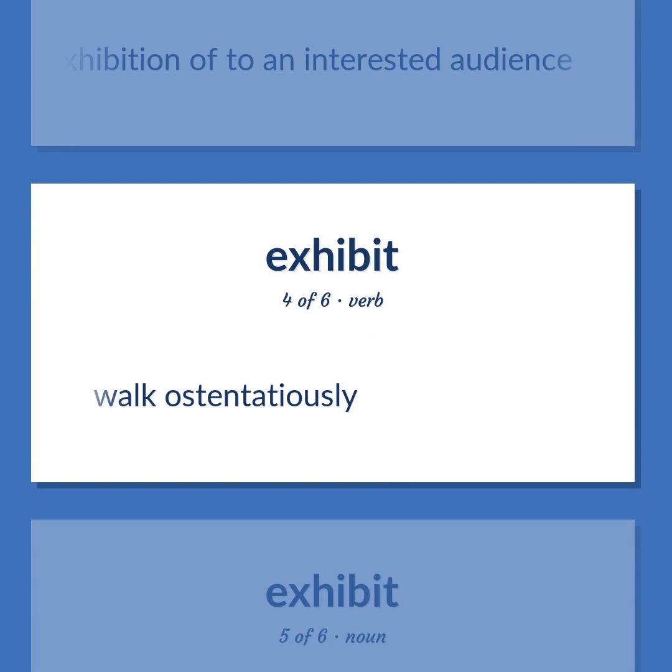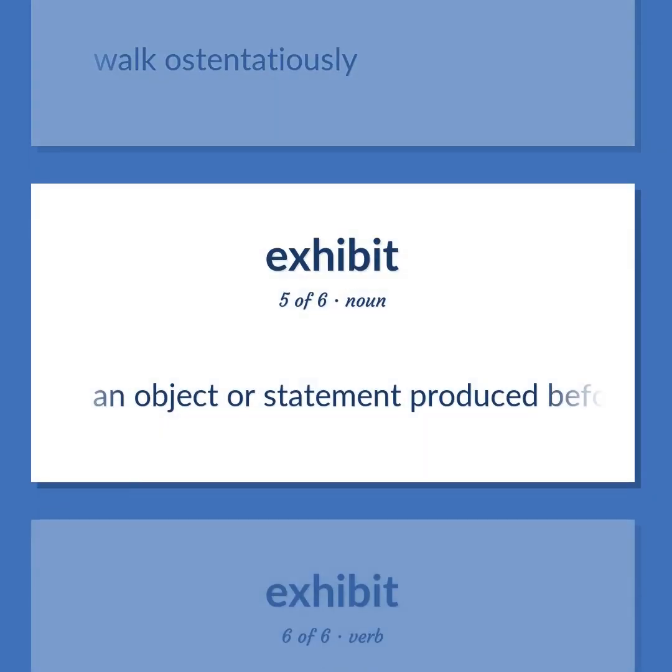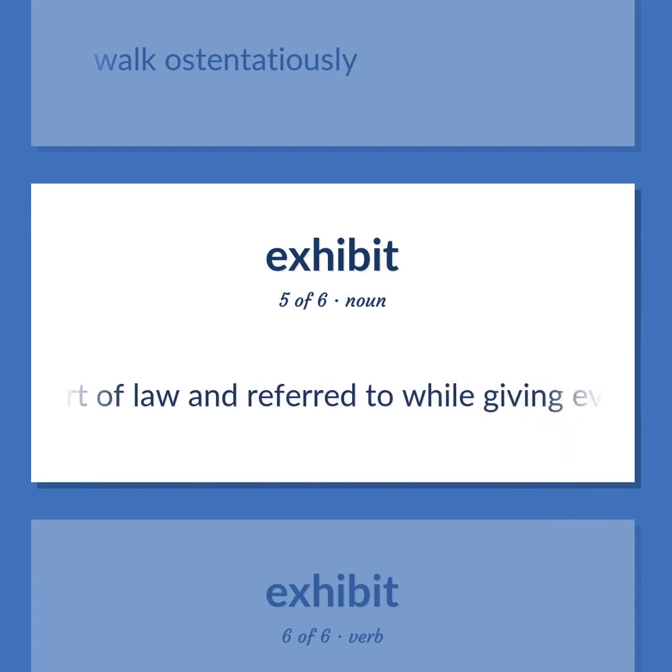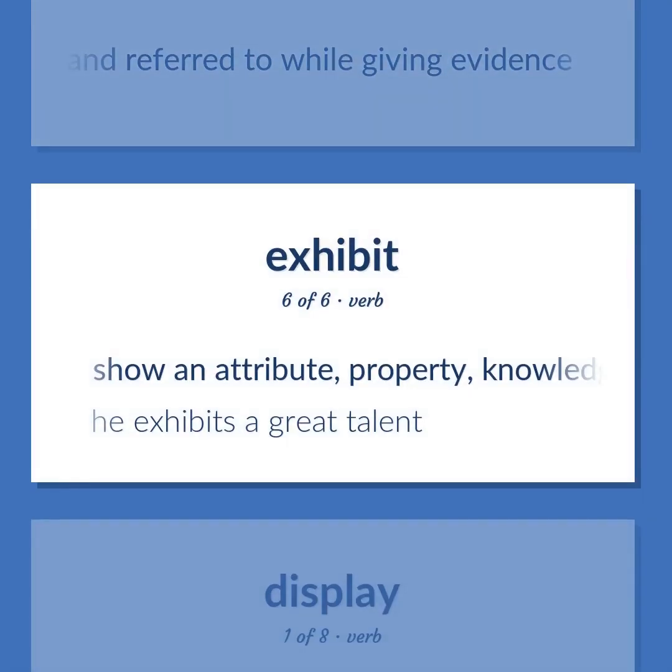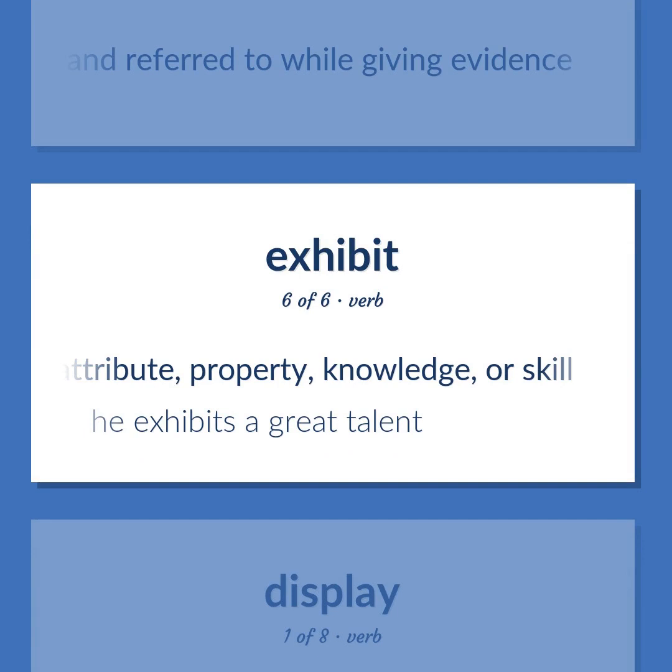Walk ostentatiously. An object or statement produced before a court of law and referred to while giving evidence. Show an attribute, property, knowledge, or skill. He exhibits a great talent.